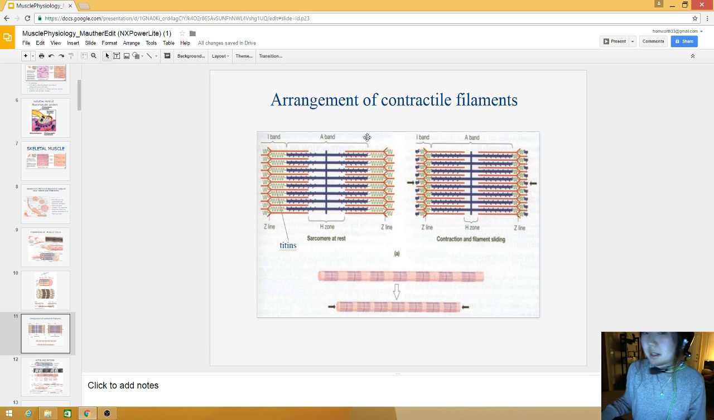And then the dark bands are called the A band. This is where the actin and the myosin overlap each other. And in the middle of this dark band, we have the H zone, and this is made up of only the myosin filaments. And in the middle of the H zone, we have a line called the M line, right there. So when the muscle cell contracts, the two Z lines are going to go towards each other, shortening the muscle cell.